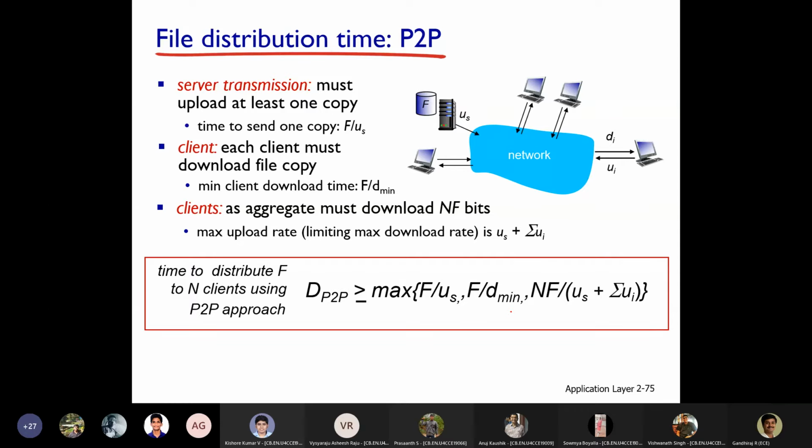The server transmission must upload at least one copy. So the time to send one copy is equal to F divided by US. Only one copy has to be communicated to one particular node. Each client must download a file copy. The minimum client download time, which we already know, is F divided by dmin. Clients, as an aggregate, must download nF bits. The maximum upload rate, which we have assumed, is US plus the summation of ui, because each client has to act as a peer.